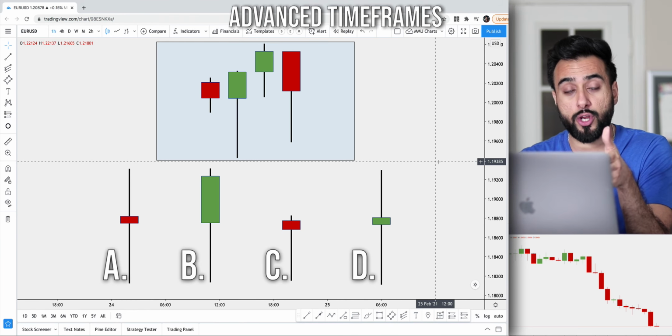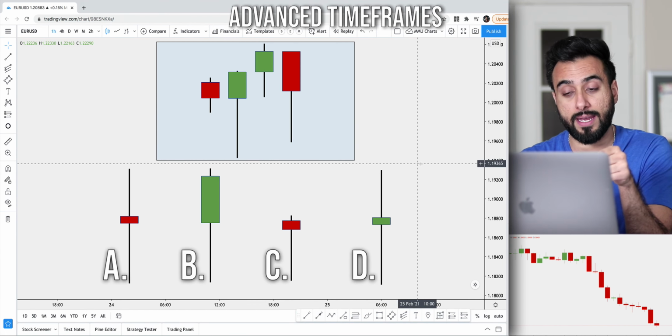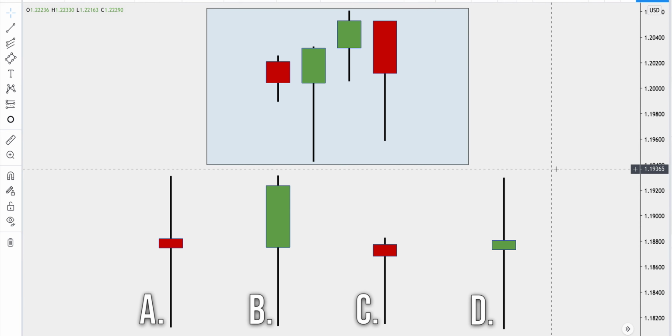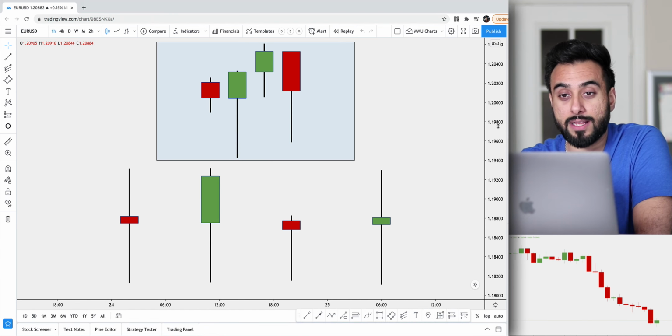So what I want you to do right now is pause the video if you need to, think about it, take some time, and write A, B, C, or D, depending on what you think the 4-hour candle will look like when you combine all 4 of these candles together. So go ahead and do that now. I'll give you 5 seconds to pause it. 1, 2, 3, 4, 5. Now, I'm not going to tell you the answer in this video. I'm going to check the comments in the comment section below. So hopefully you've written down your answer. Now let's go ahead and move on.